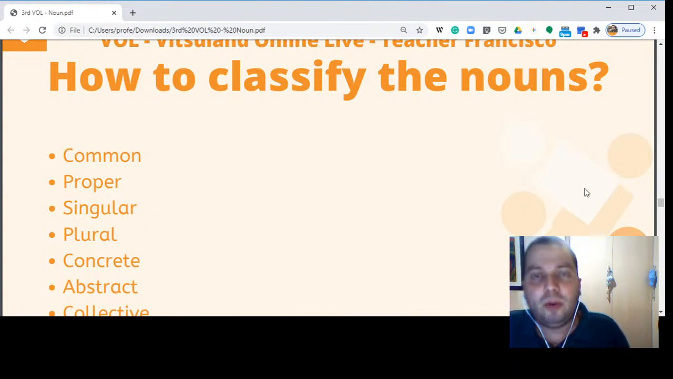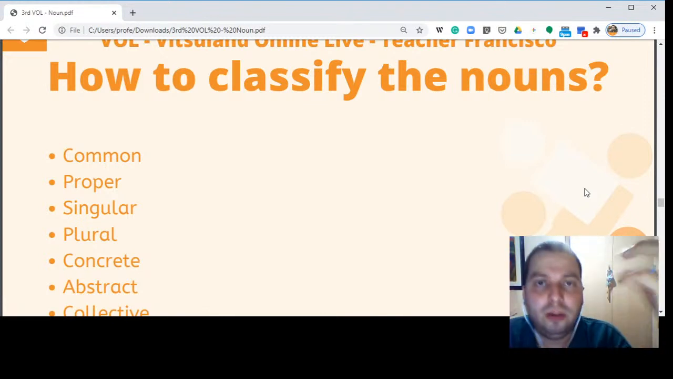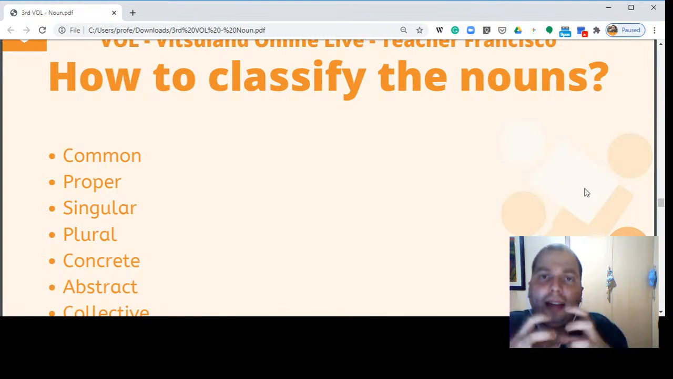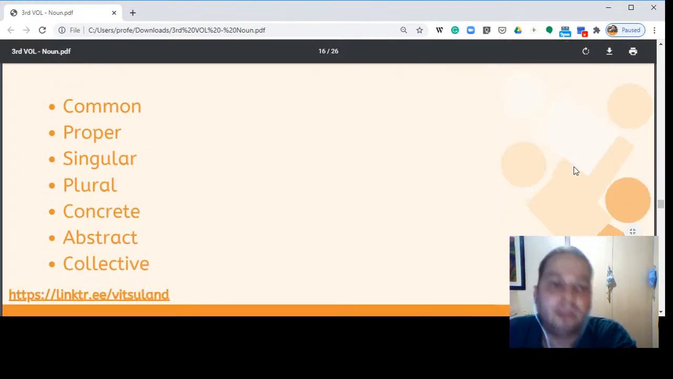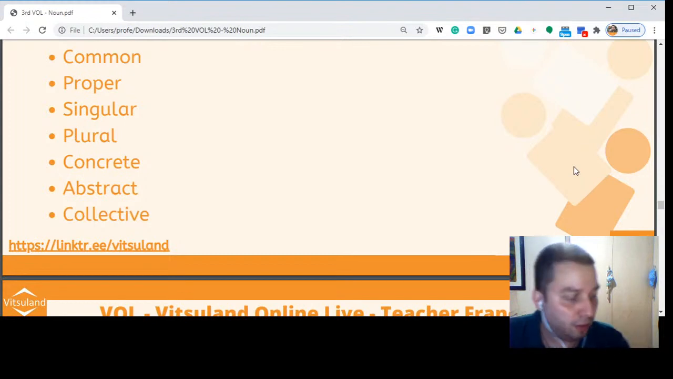And collective nouns are when we have a group of things, or families, for example, or a group of students, a class, with a lot of people, or a group of animals in general. So collective nouns are related to groups. A pack of wolves, for example. So these are collective. I think that's it.